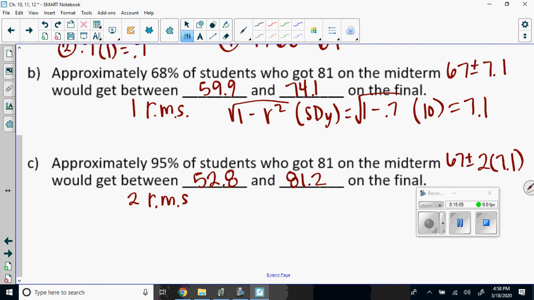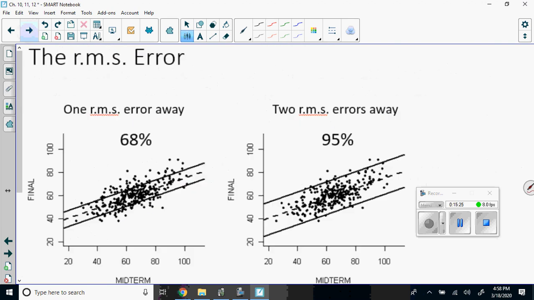What that's saying is if I were to draw a scatter plot of all the scores, draw the regression line, 95% of the data for students would fall between 52.8, wherever that is on the y-axis, and 81.2, wherever that is on the y-axis. This line should be in the middle of that, so we'll pretend it is. It shows you some of the points are outside on this one, but since it's 95%, this contains almost all the points.